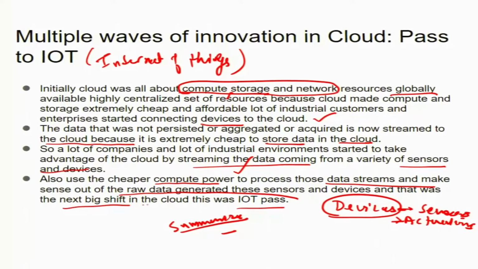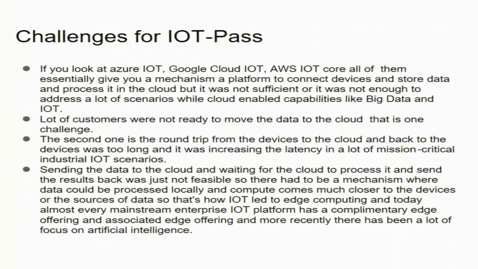And this particular trend of connecting lots of industrial devices to the cloud is also called IoT PaaS. So this is the innovation behind why so many industrial devices have now started connecting to the cloud, in the wake of the situation that compute, storage and networks are cheaper. Now let us see, if so many devices are connecting to the cloud, what are the challenges for the cloud and for this new PaaS which is called IoT PaaS.